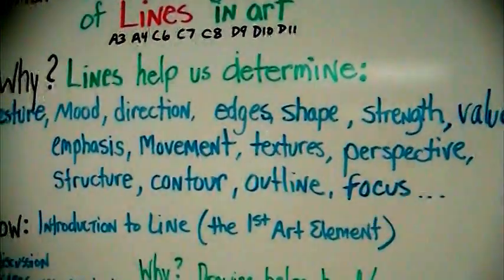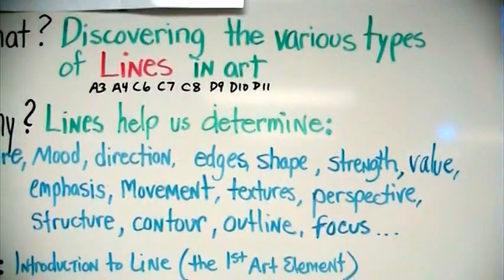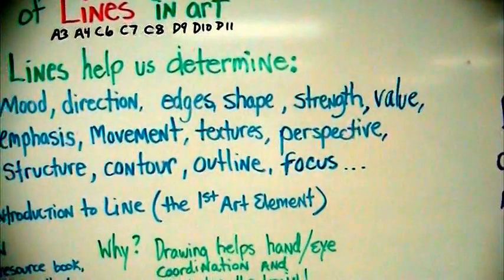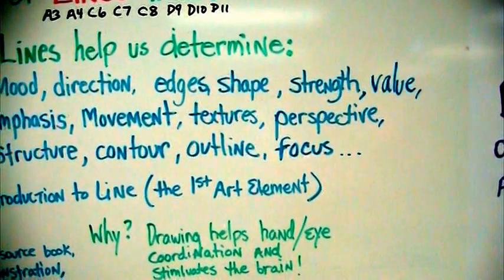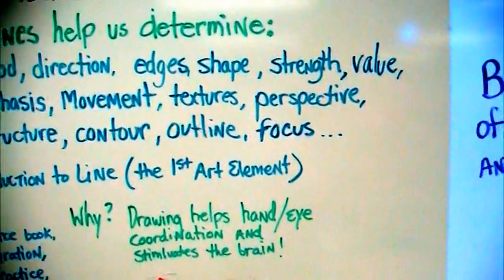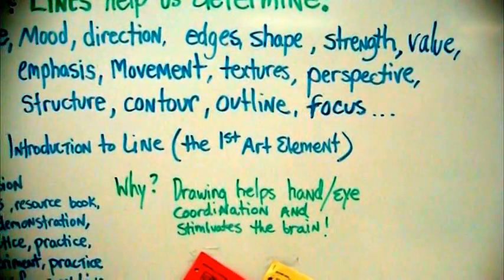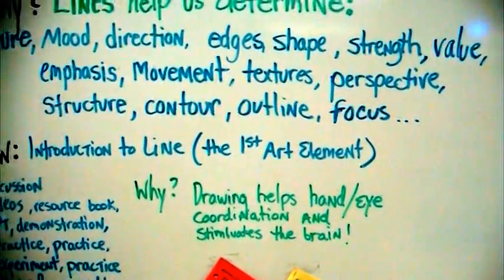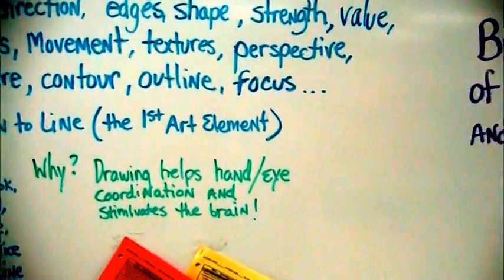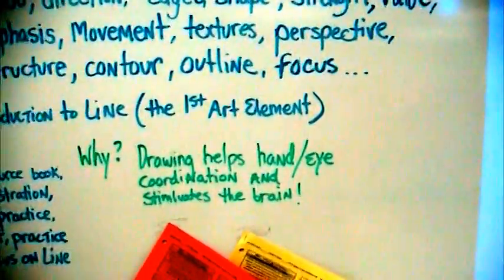And over here we have how we started out and the purpose. Discovering the various types of lines in art. Why are we doing that? Because lines are very, very important. They can help us determine the mood, the direction, like an arrow. They can provide emphasis. If you bold a line, you know that from your computer, it will make it stand out. Also, lines can create textures. They can make an outline. They can draw in perspective, show you that something is further away.